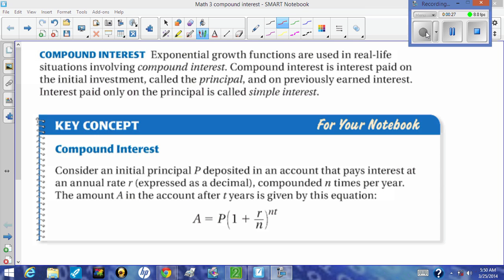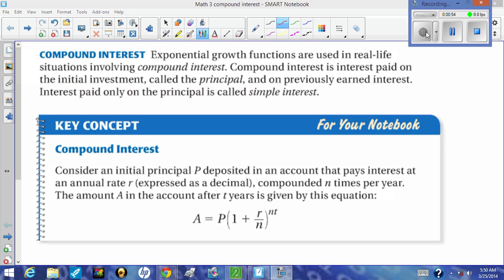All right, compound interest. Exponential growth functions are used in real-life situations involving compound interest. Compound interest is interest paid on the initial investment. We call that the principal. It's the amount we start with, we put in, we deposit. Compound interest is also paid on any previously earned interest as well. And that's different than simple interest, which strictly pays interest on what you put in each time.